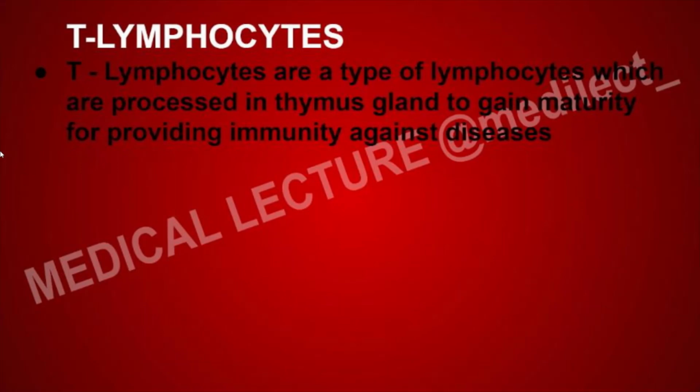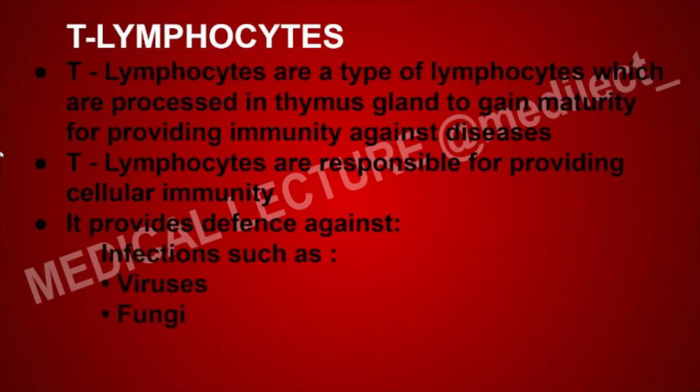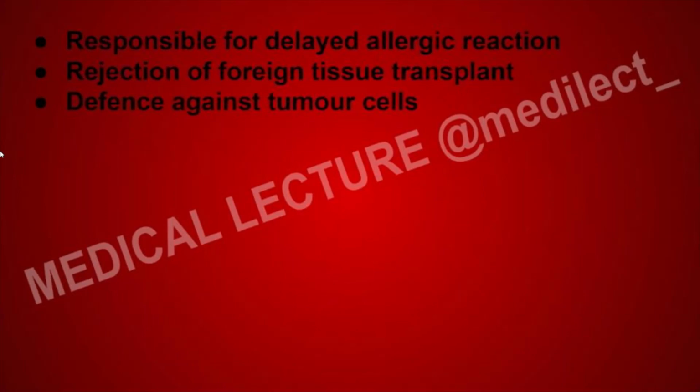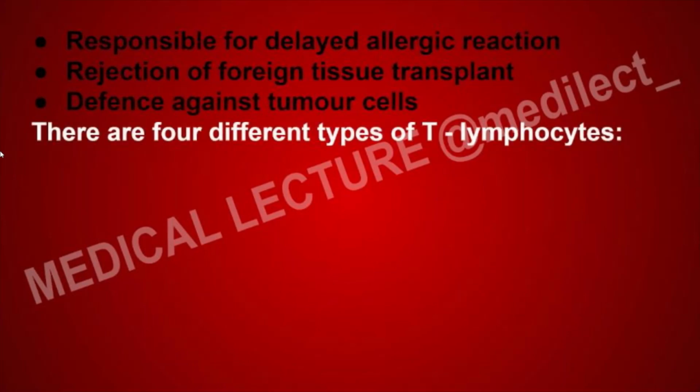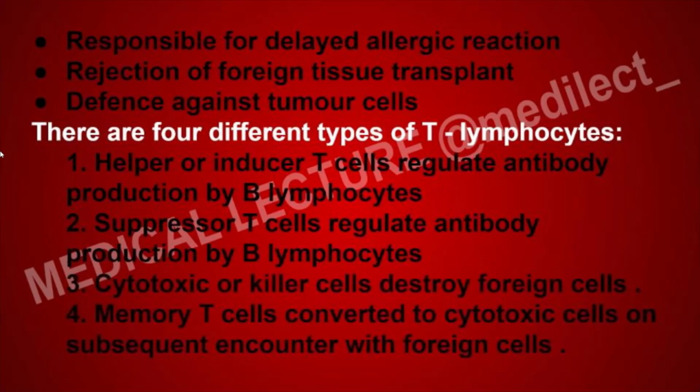T lymphocytes are a type of lymphocytes which are processed in the thymus gland to gain the maturity for providing the immunity against the disease. T cells are responsible for providing cellular immunity and provide defense against the infections such as virus, fungi, some bacteria. They are responsible for delayed allergic reaction, rejection of foreign tissue transplant, defense against tumor. There are 4 different types of T lymphocytes, very important. That is the helper or the inducer one. We discussed about this before also, right? Suppressor, cytotoxic, and the memory. Okay, these are the 4 different types of T lymphocytes.